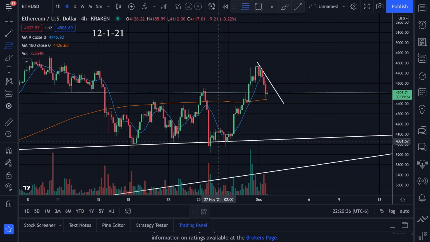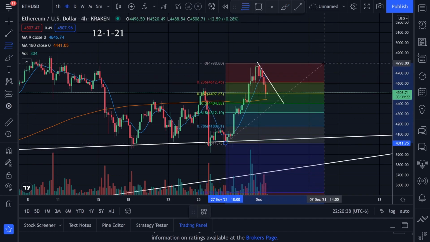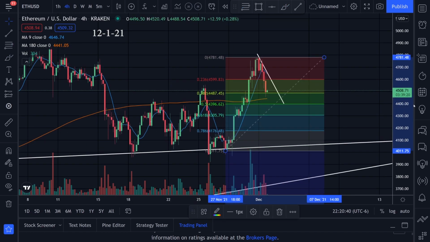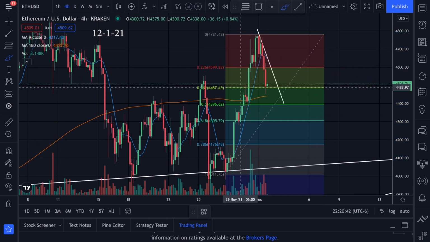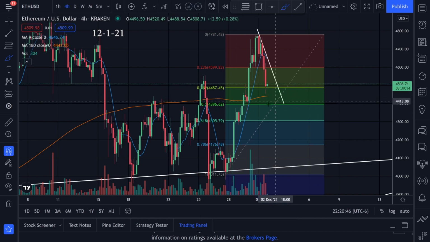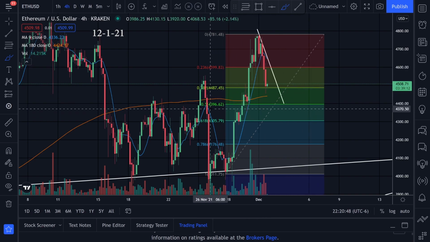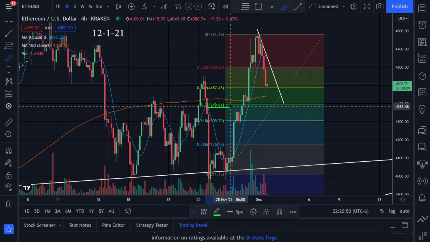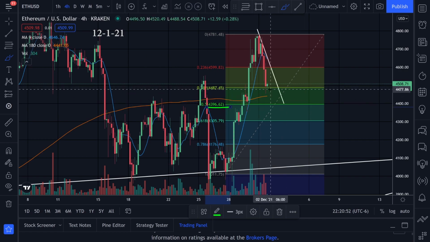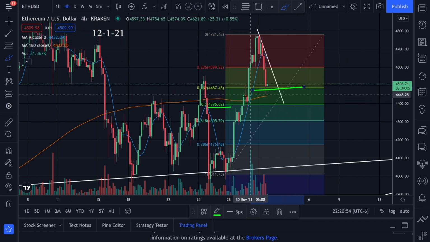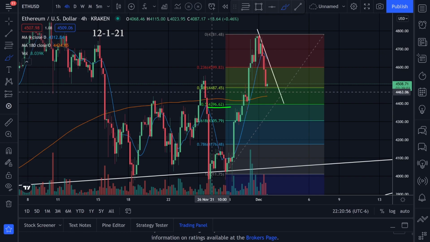Like I said, if we do the Fibonacci retracement from the bottom to the top of this trend, it looks like right now we're bouncing on this 38% level. I just put in a small position just because I like these levels. It's the 38% level and the 50% level. The 50% level is sitting at 4396, and the 38% level is at 4487.